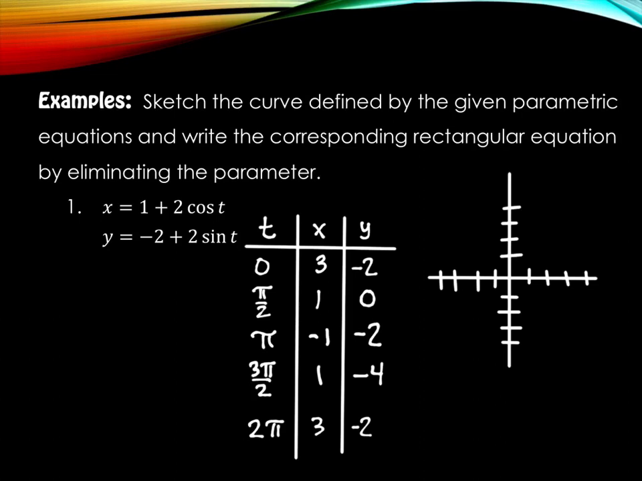So I'm going to change to using yellow. I'm going to first plot 3, negative 2. So 3, negative 2 would be right here on my graph. Then I'm going to plot 1, 0 would be here. Negative 1, 2. Whoops, here, negative 1, 2. My scale's not perfect, so forgive me in that. I have 1, negative 4. And then I'm back to the 3, negative 2.